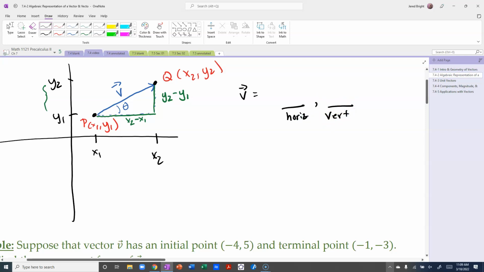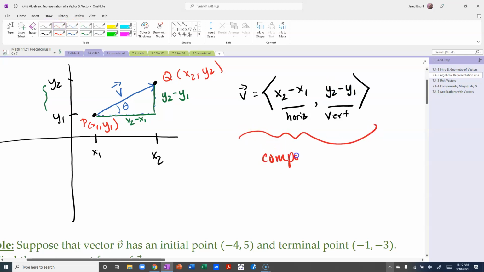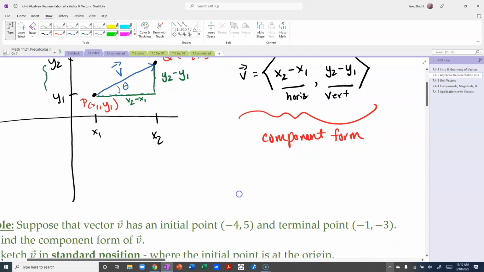The only thing that's going to change is that when I represent a vector, I need to use these angle brackets to indicate that it's a vector. Normally we would use parentheses for points, so it differentiates a vector from a point. Horizontally, I move by x2 minus x1, and then vertically I move by y2 minus y1. This whole form that I just wrote out is called component form. And because it has numbers associated to it, it's very nice to work with algebraically.